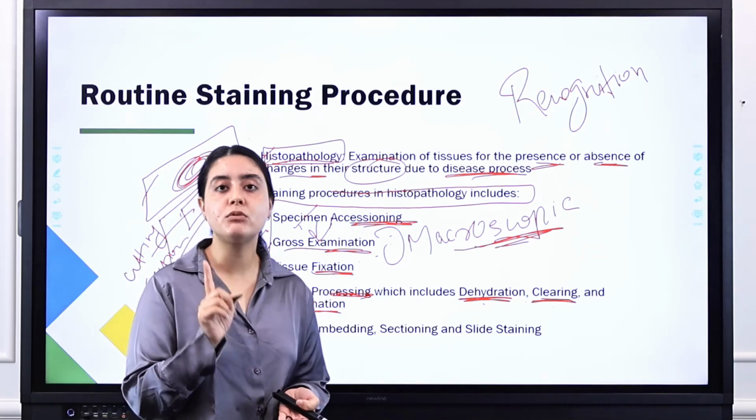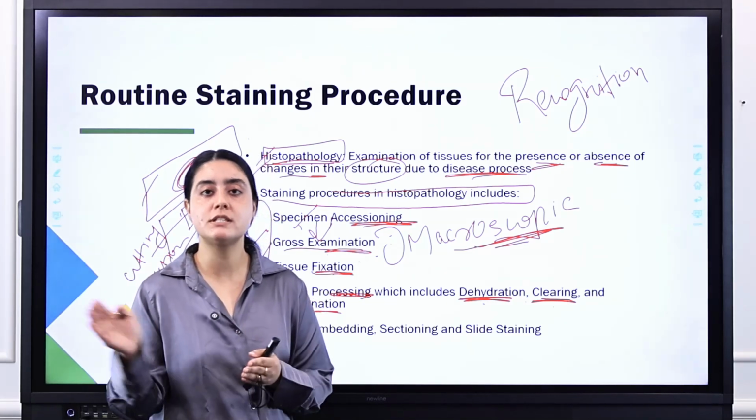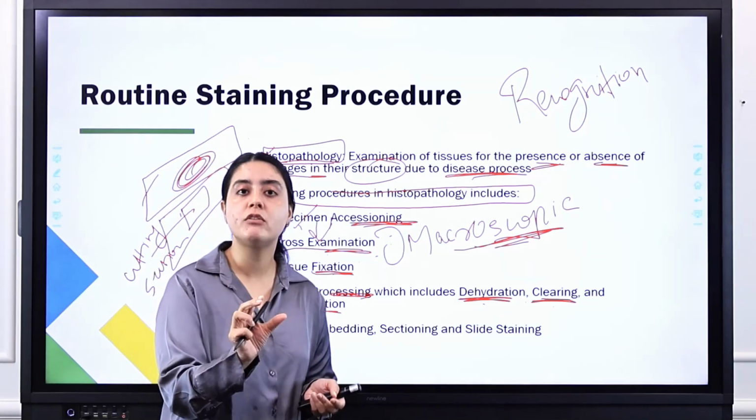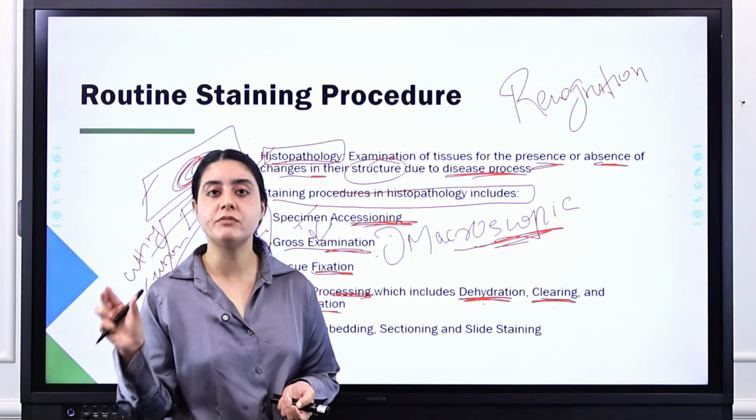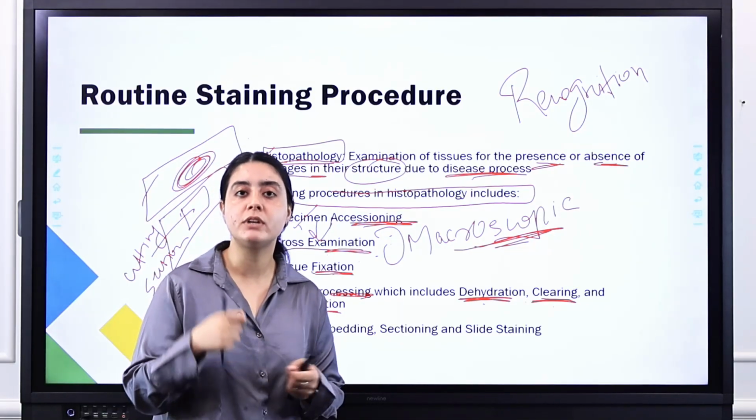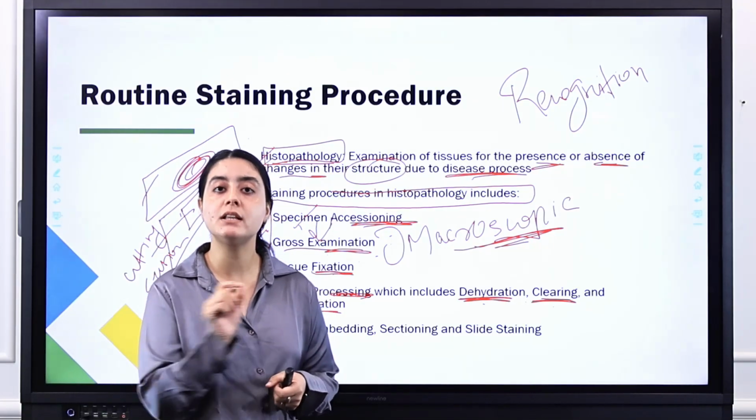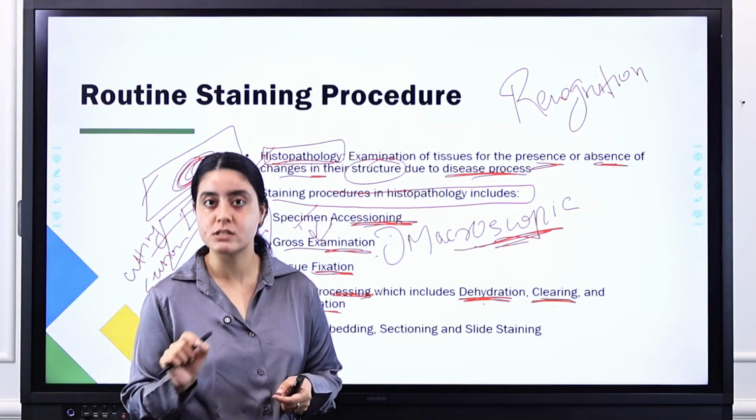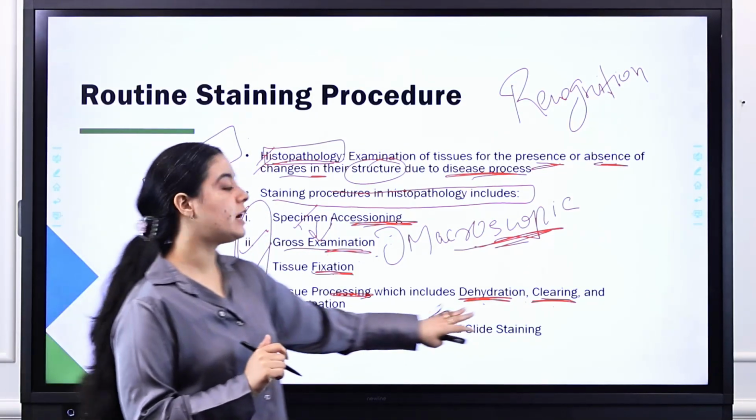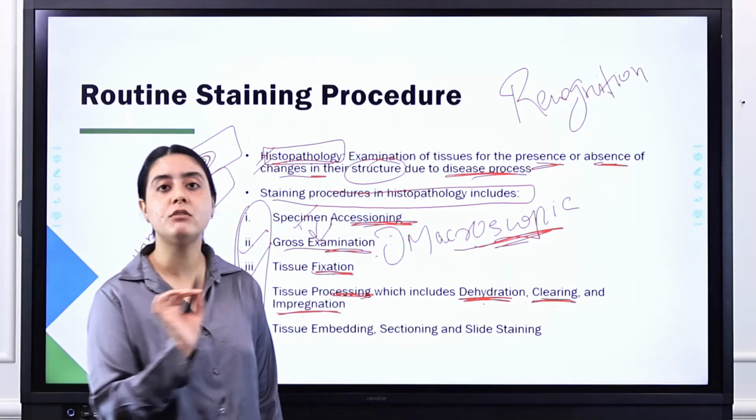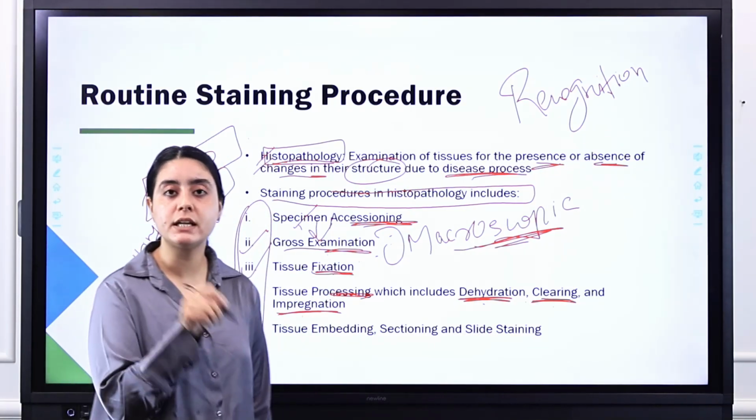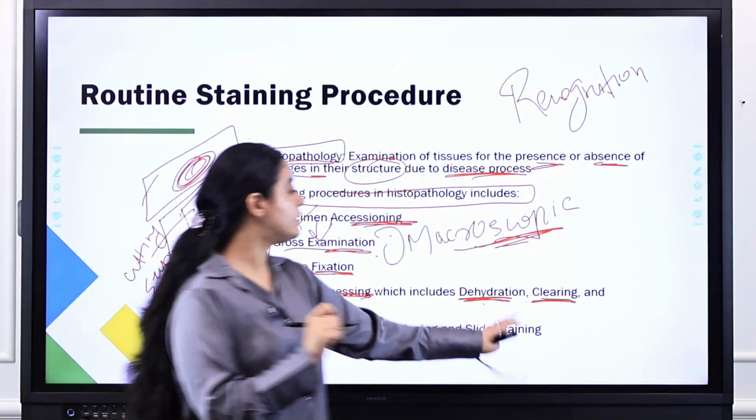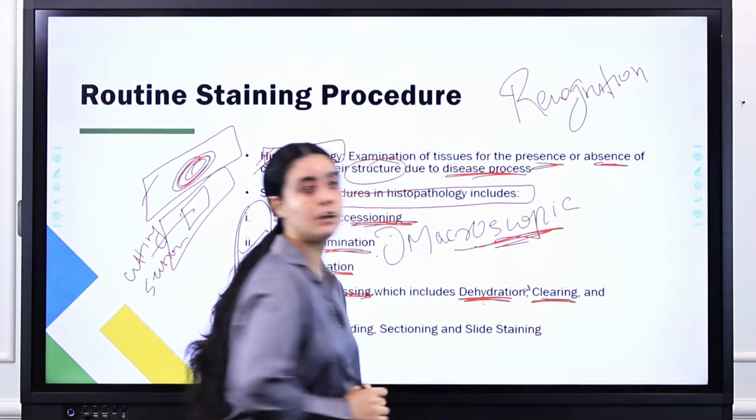First we have to dehydrate it, so that in further steps we can make a block of it with the help of paraffin wax, and easily cut it with the help of the microtome machine into thin sections. So first we dehydrate to remove all the water or fluid present in our specimen. Then we will proceed towards clearing.